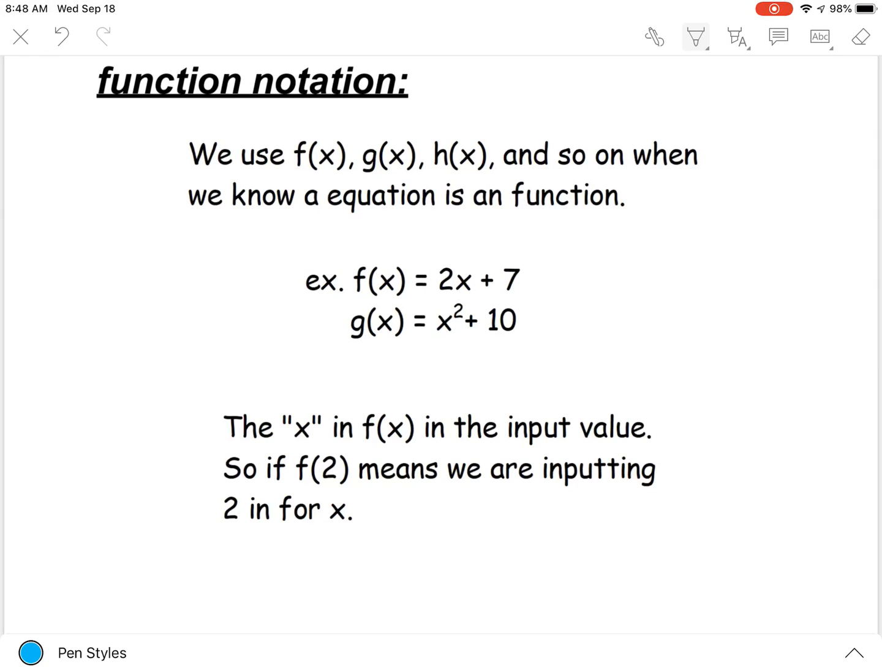We also have something called function notation. So we may use f of x, g of x, h of x, and so on when we know an equation is a function. Here are two examples of functions written as equations: f of x equals 2x plus 7, and g of x equals x squared plus 10.